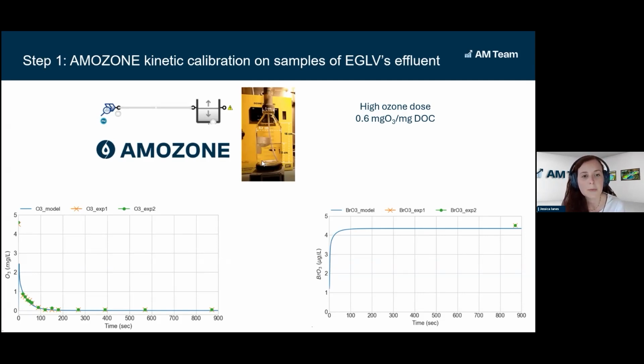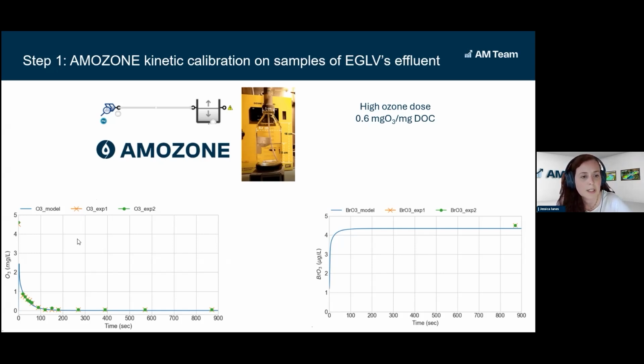And here we perform the batch test. As you can see in this figure, we inject ozone in a controlled way into a water sample of the water matrix sampled at Bottrop at the effluent. And in these figures, you can see the results for a high ozone dose that we tested, which was 0.6 grams of ozone per gram of DOC.